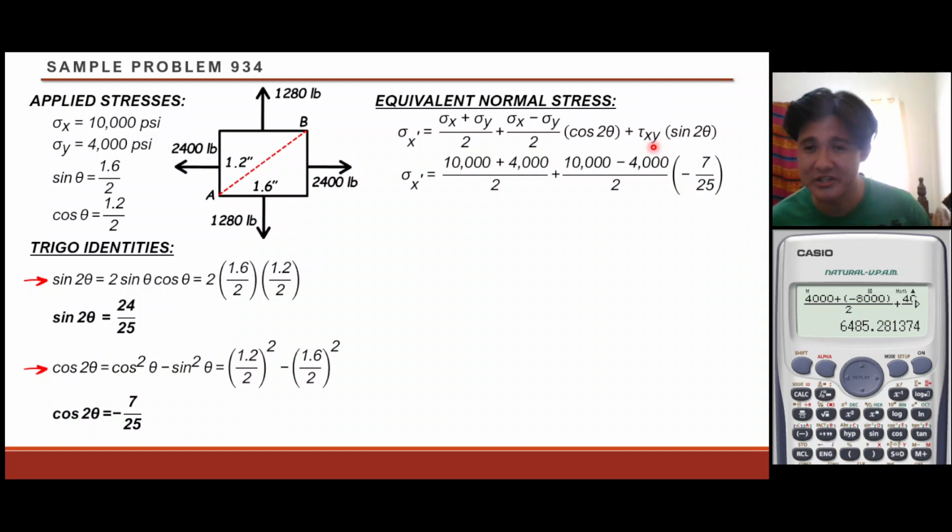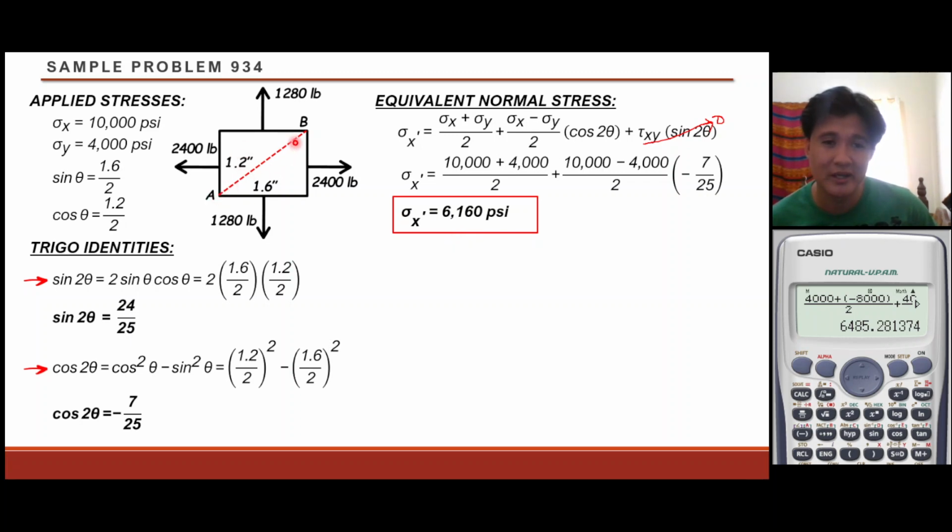And then, shear stress, wala naman tayong given na shear stress. So 0 lang siya. So, itong term na ito, makaka-cancel out na lang siya. Okay, so shear stress, cancelled out lang yan. That would be 0. Kaya yung value ng stress x natin would be, you would get the value 6,160 psi. So this is now yung normal stress on this diagonal plane AB. Okay? So let it sink in.